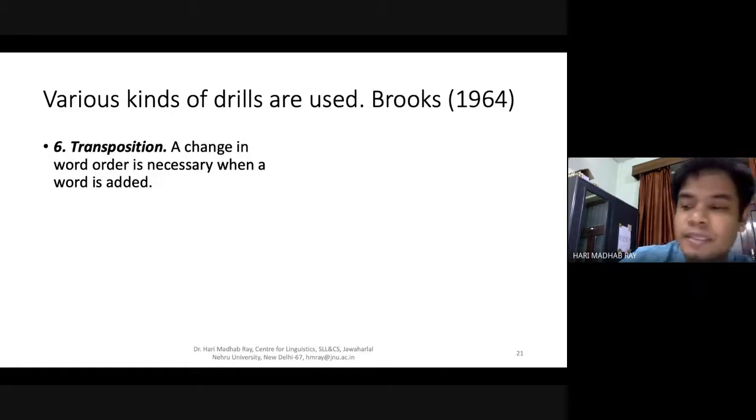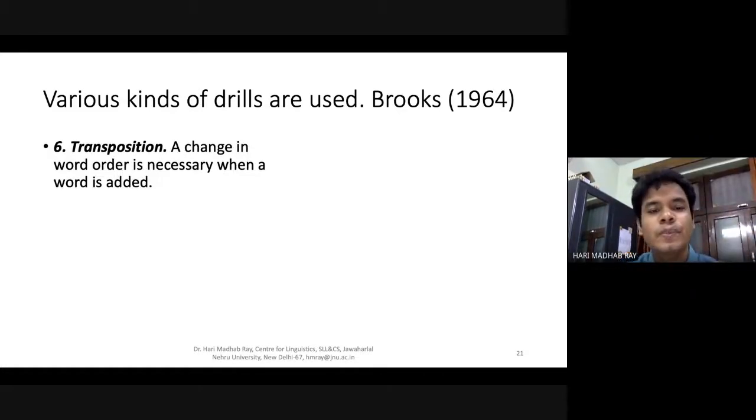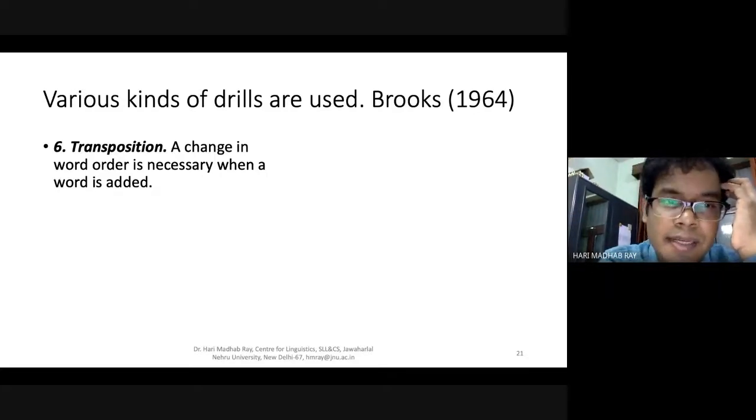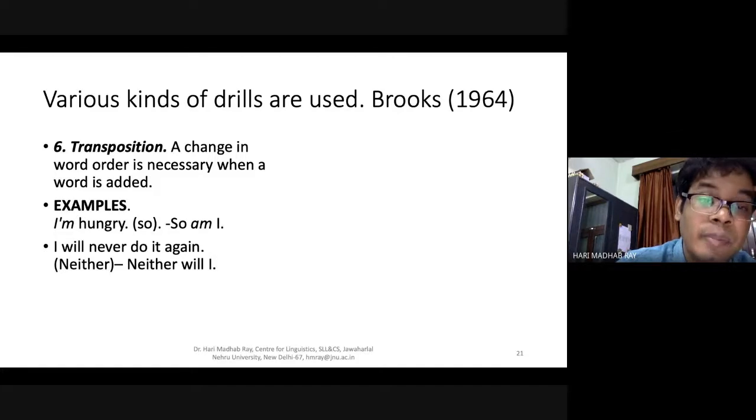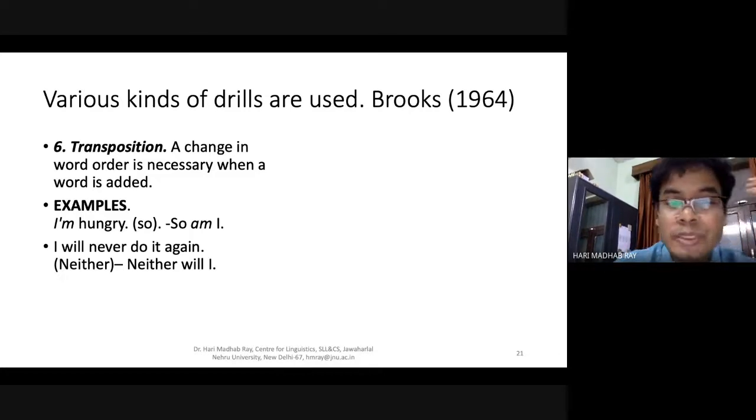Another drill Brooks talks about is transposition drills. A change in word order is necessary when a word is added. So when a particular word is added, a change in word order is necessary. For example, let's say I'm hungry. So am I. I will never do it again. Neither will I. So you have to change it. In this case, neither will I. Neither I will, you don't say that.